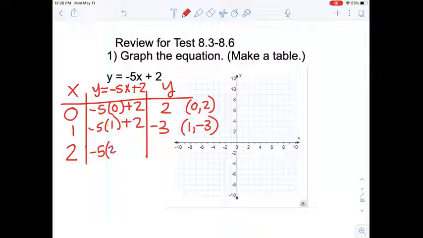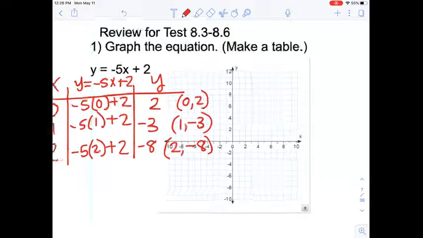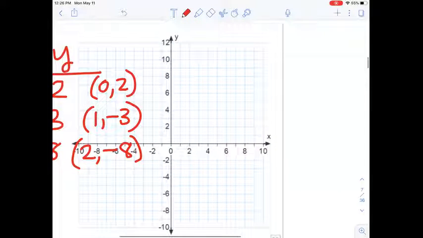And then for 2, I'm going to plug a 2 in for x and solve for y. So we have negative 5 times 2 plus 2. Negative 5 times 2 is negative 10, plus 2 is negative 8. I'm going to write out my ordered pair, so when x is 2, y is negative 8. Now I have my 3 ordered pairs, I can graph this.